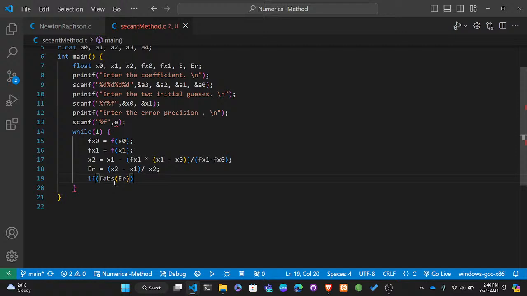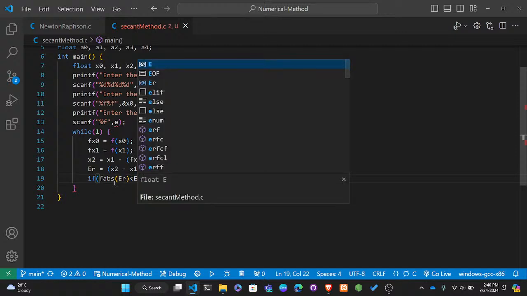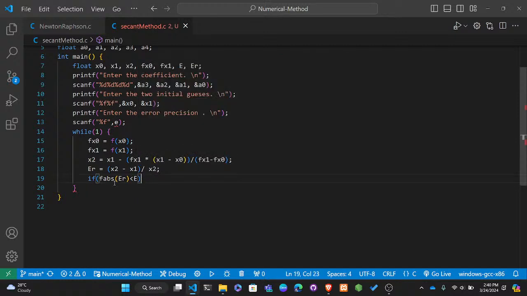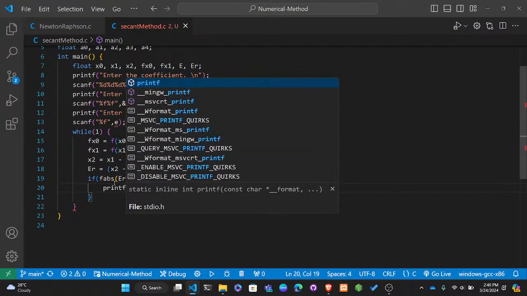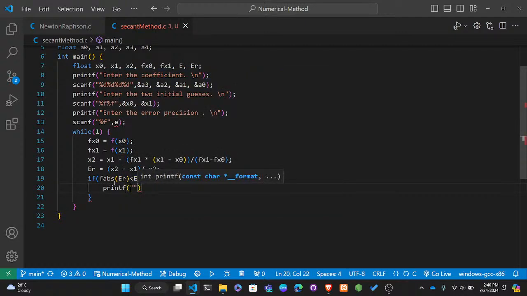If this is less than e, we should find the root. Our answer is correct. We are able to find the root.